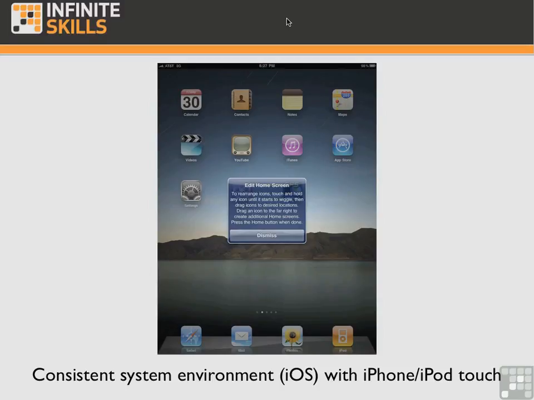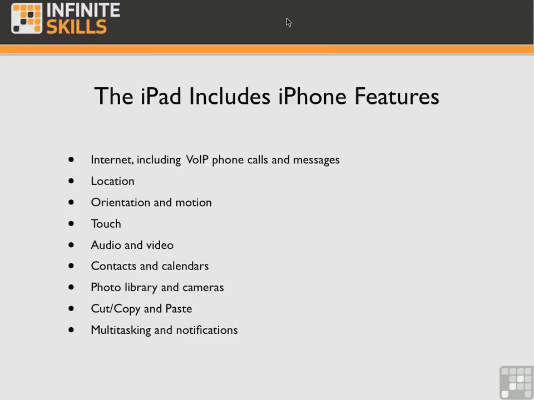From a developer point of view, there are many similarities between the iPad and the iPhone because they both run iOS. For example, you have internet access, including voice over IP, for phone calls and messages. You can know the user's location, and you can track orientation and motion. You can also track the user's fingers on the screen, and you can play audio and video. You can access the user's contacts and calendars, and you can access the pictures in the photo library as well as the camera and the microphone. You can also cut, copy, and paste between apps and take advantage of multitasking for background processing and notifications. Let's go over these one by one.